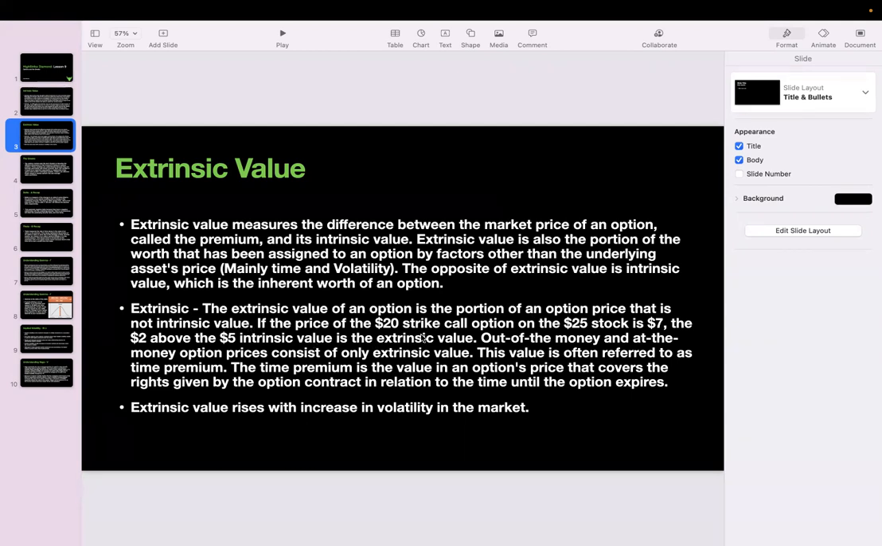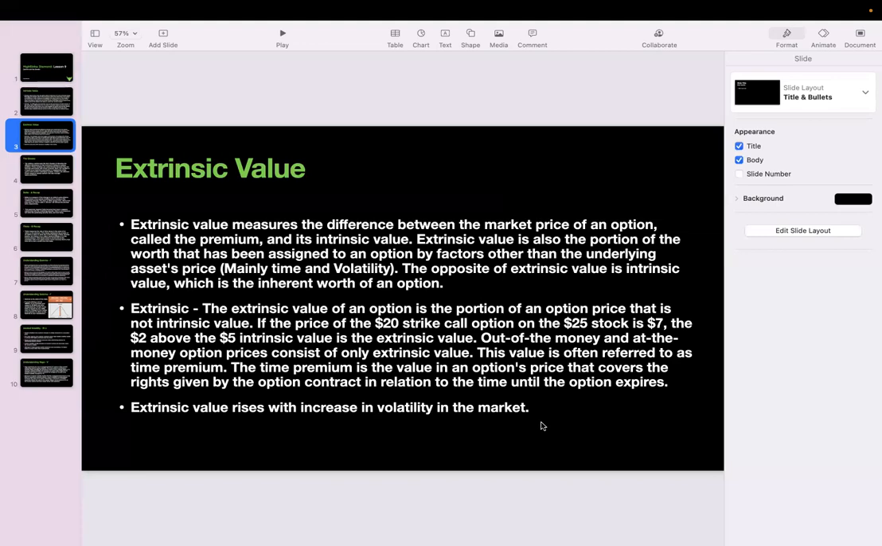So the extrinsic value of an option is the portion of an option price that is not intrinsic value. If the price of a $20 strike call option on a $25 stock is $7, the $2 above the $5 intrinsic value is the extrinsic value. Out of the money and at the money option prices consist of only extrinsic value. The value is often referred to as time premium. The time premium is the value in an option's price that covers the right given by the option contract in relation to the time until the option expires. Extrinsic value rises with an increase in volatility in the market. That's something that we'll cover as well.